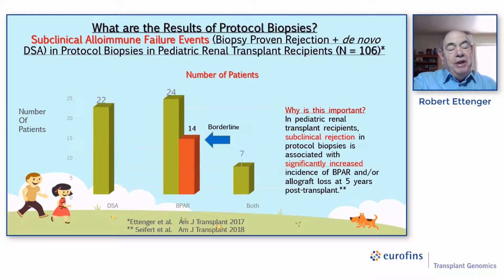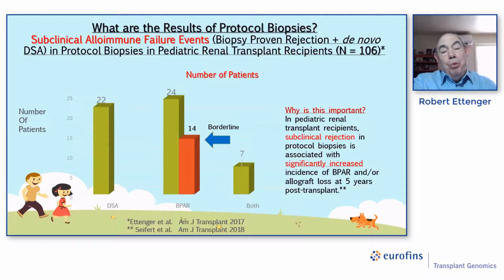Moreover, when we did biopsies in patients that had no elevated creatinines and no signs of rejection, 24 of the 106 had some evidence of inflammation or mostly T-cell mediated rejection. Of those 24, 14 had only borderline changes. Again, subclinical inflammation. 7 patients had both donor-specific antibody and biopsy proven rejection.